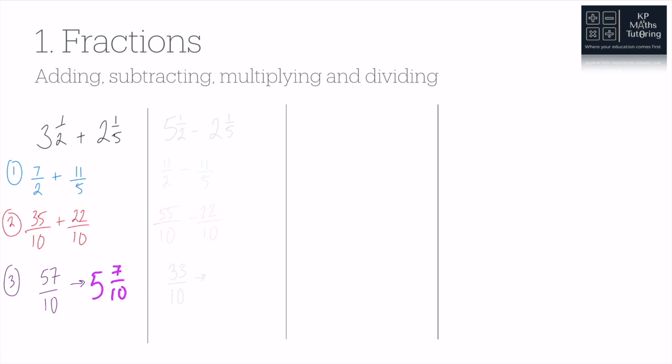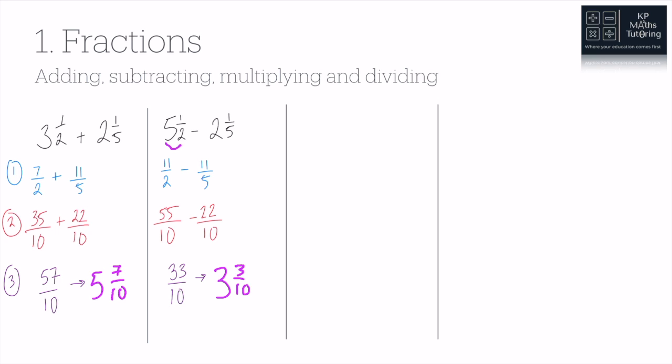If you are subtracting, it's exactly the same process. So I'd still do the 5 times the 2 to get my 10 plus 1 gives me my 11. And then 2 times 5 is 10 plus 1 is 11. So you end up with 11 over 2, 11 over 5. Make your bottoms the same. So times by 5, times by 2. And then again, same here. 55 minus 22 gives you 33. And that is 3 with 3 over 10.